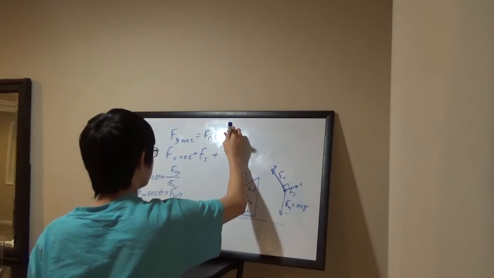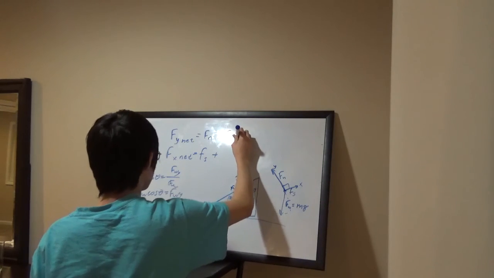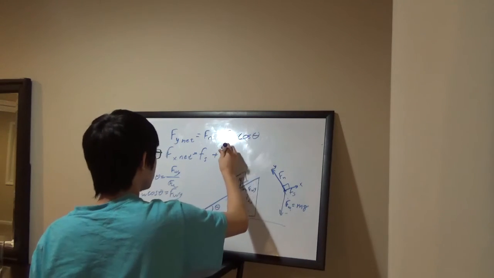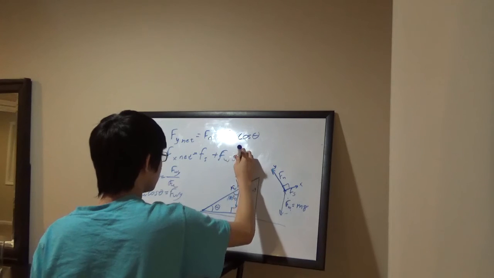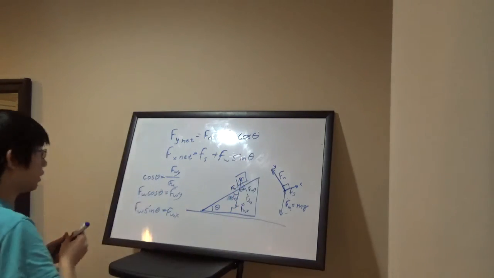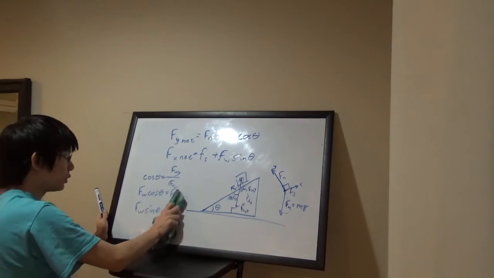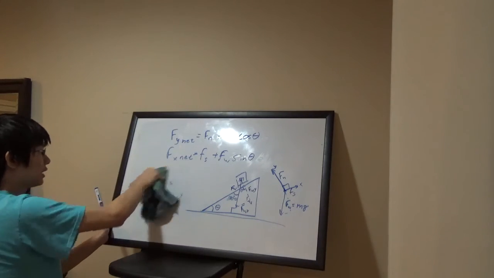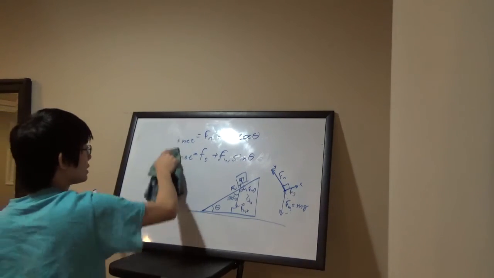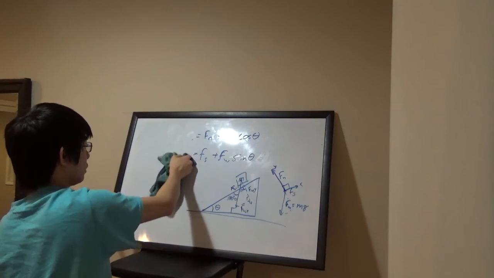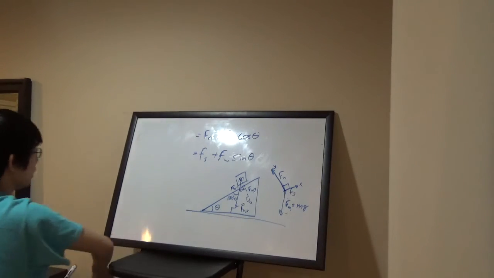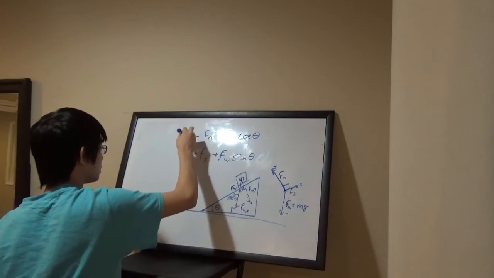Fn plus Fw cosine theta, and here plus Fw sine theta. Alright, well, what else do we know about these forces? Well, we said the net forces are 0, so let's replace this side with zeros, because we already know these are the sum of our y and x net forces. So here's 0, here's 0.